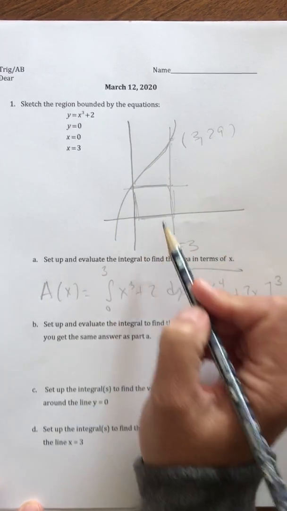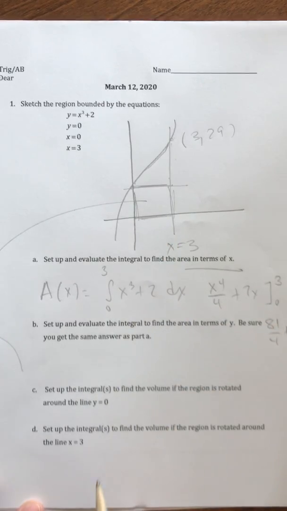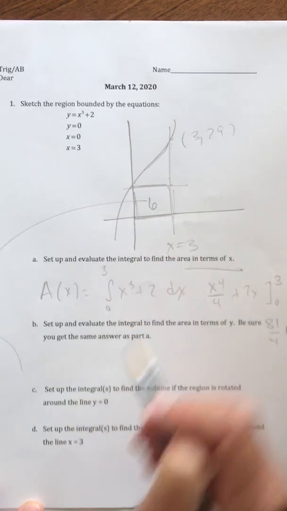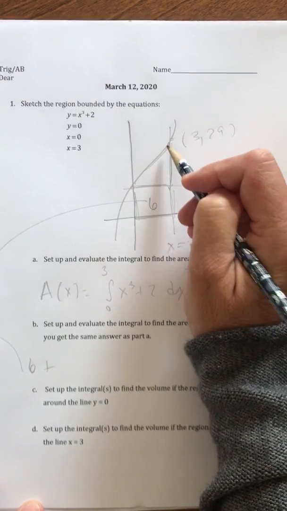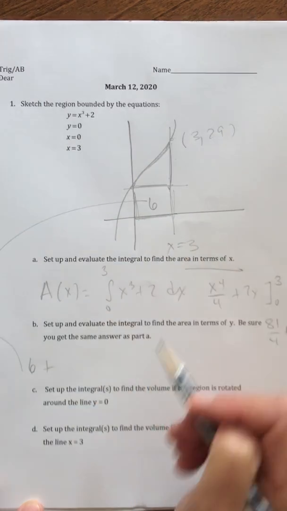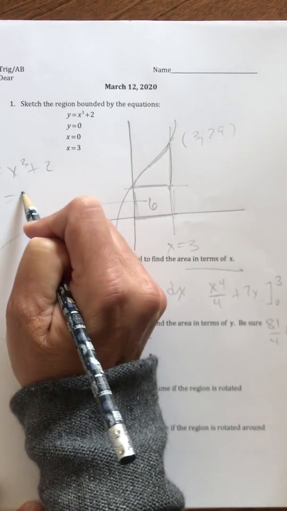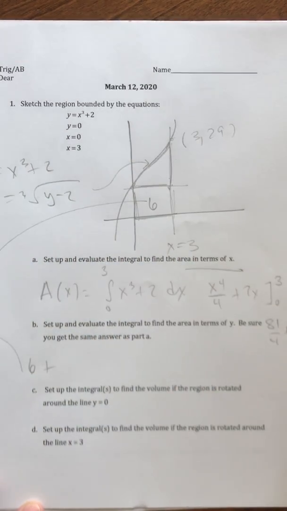So for this part down here, we could definitely use calculus, or we could just use the fact that this is a rectangle that's 3 wide and 2 tall, so my area is 6. Plus, now for this top region, I have to do right minus left. So if y equals x cubed plus 2, x equals the cube root of y minus 2. That is this curve right here.